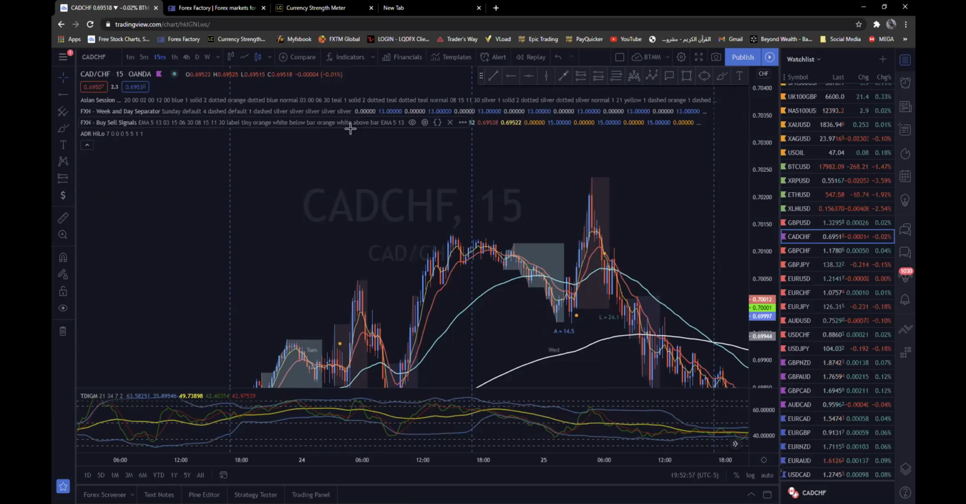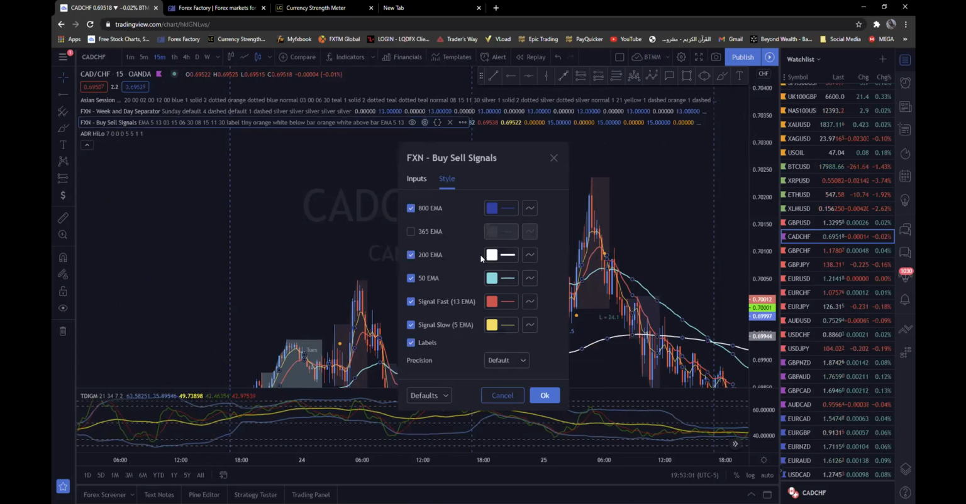And then the third one is the buy sell signal. This one is great. It would automatically give you all the EMAs on there. It'll give you the 800, 200, the 50, 13, and the 5. It'll give you the 365 too, but you don't really need that, so you just uncheck it, right? You don't really need the 365.